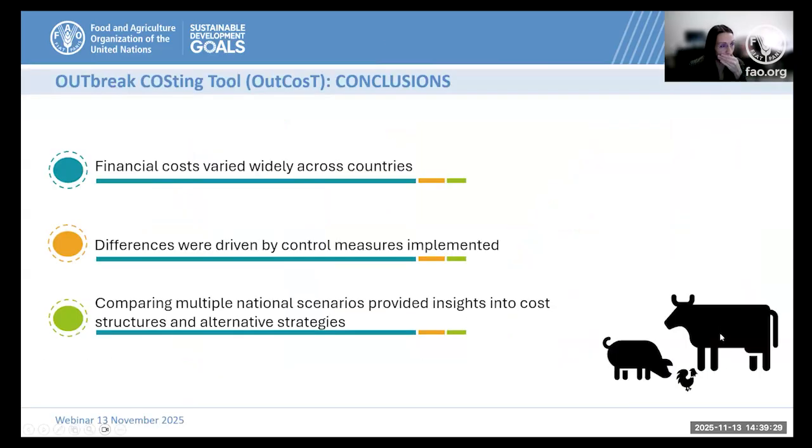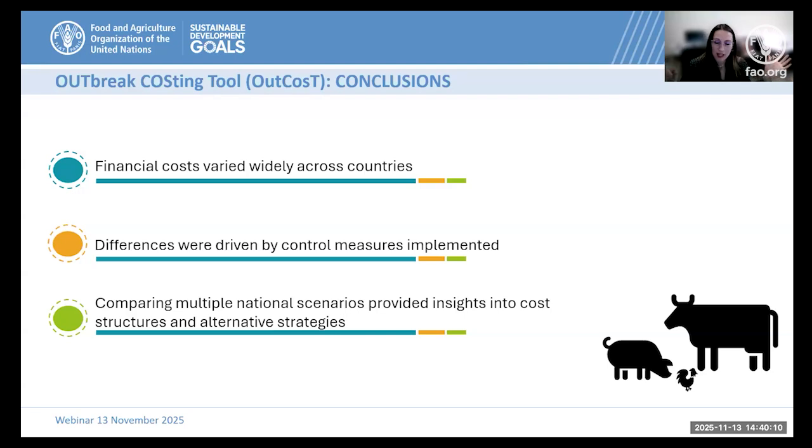So overall, the main conclusion from these studies was that the financial costs varied widely across countries, and that these differences were driven mainly by the different control measures that were implemented in each country. And something that we think is useful about this tool is that it provides insights into different cost structures and also alternative strategies to deal with outbreaks.